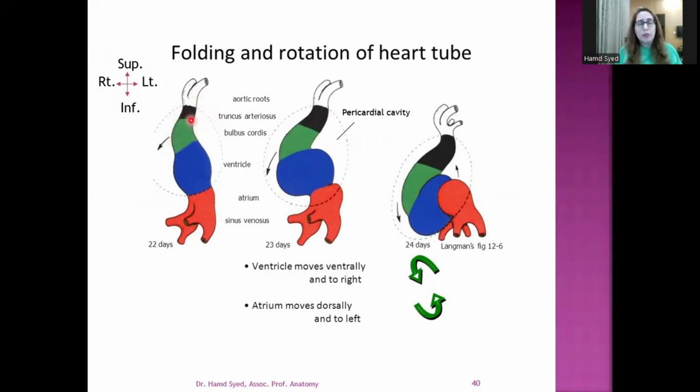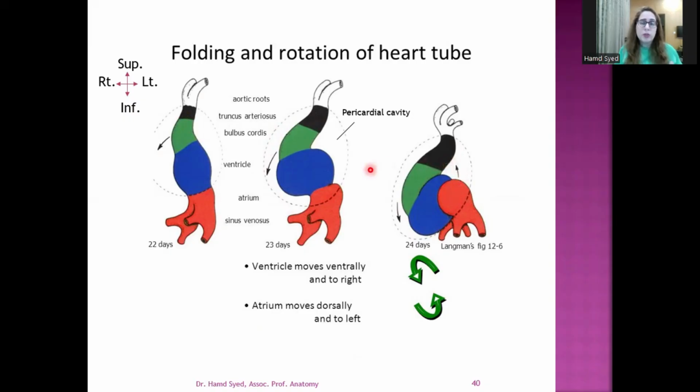Let's look at what happens in the upper portion. This upper portion, as I told you, in green over here is the bulbus cordis, and in black you've got truncus arteriosus. Now, as you can see, this portion is moving downwards. It is also moving ventrally, and it is moving to the right. Whereas the lower portion, which is the part of the sinus venosus and the atria, you can see is moving upwards, dorsally and to the left.